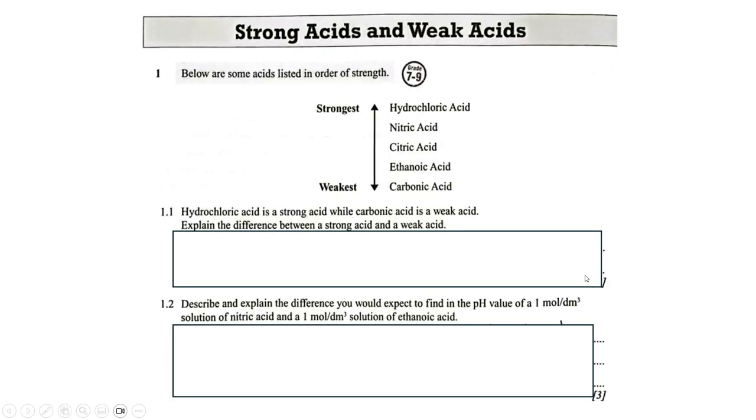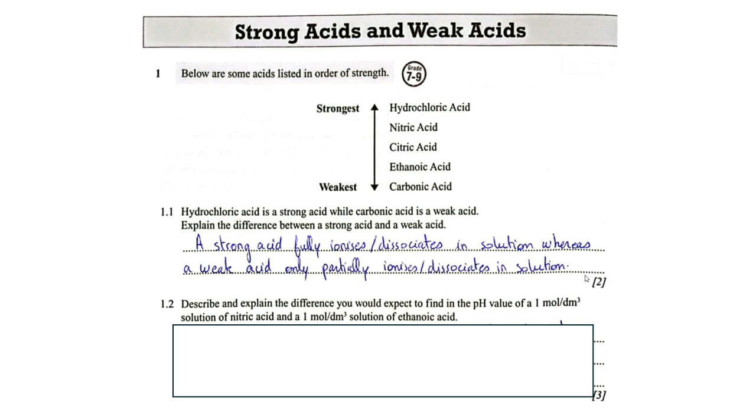À l'attaque. First one's about strong acids and weak acids. Below are some acids listed in order of strength. Hydrochloric is a strong acid, while carbonic acid is a weak acid. Explain the difference between a strong acid and a weak acid. For this one, you need to give me the definition of a strong acid, which is an acid that fully dissociates in water, whereas a weak acid is an acid that only partially dissociates in water. So this is what you need to write.